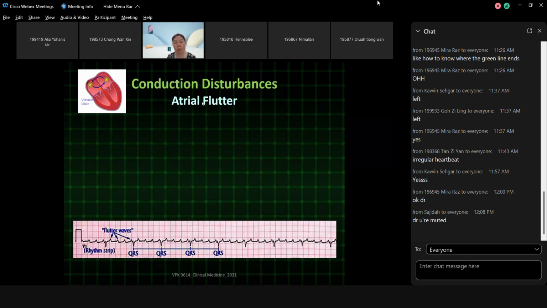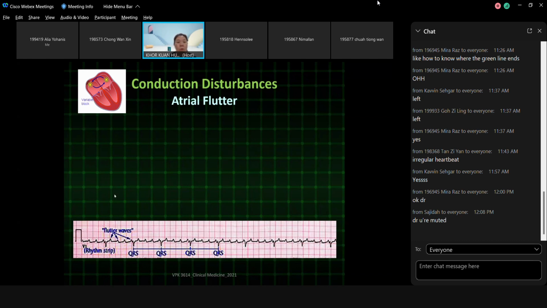Okay, atrial flutter. Just now we learned about ventricular flutter. So now we learn about atrial flutter. So when you see atrial flutter it means the atrium is overworking. Okay, so you get this. P, P, P, QRS, P, P, P, P, QRS, P, P, P, P, QRS. Okay, so you get 3P, 3P, then QRS, 3P, then QRS, 3P, QRS. So this is what you call atrial flutter.